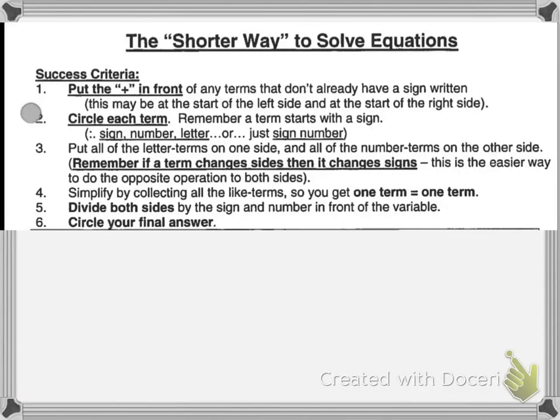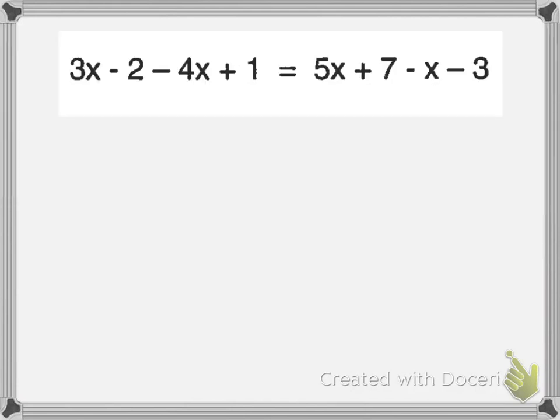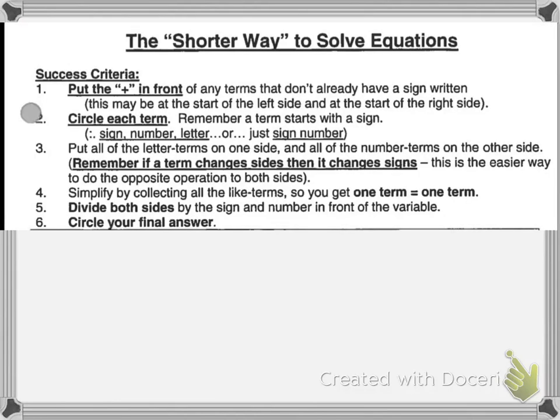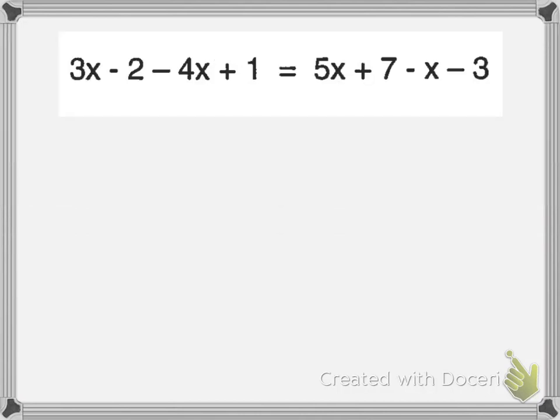Now that you understand the whole concept of using opposite operations to solve equations, there is a shorter way to solve equations so that you don't have to go through that whole process every time. So let's start with this example. First it says put positive in front of any terms that don't already have a sign written in front of them. So we can put a positive here and a positive here.